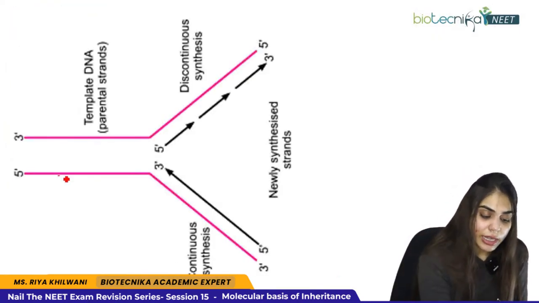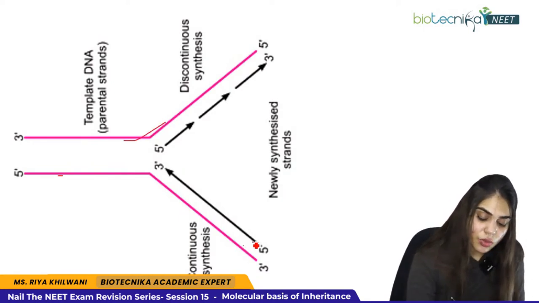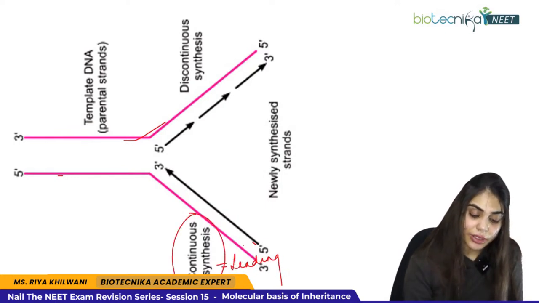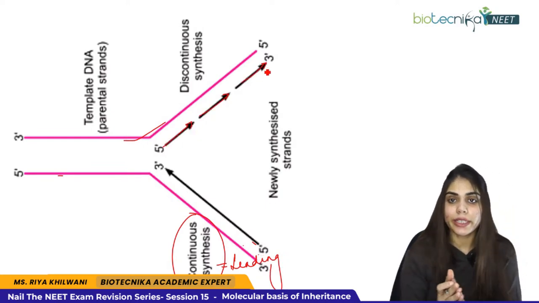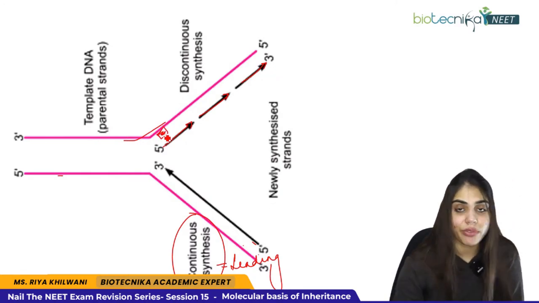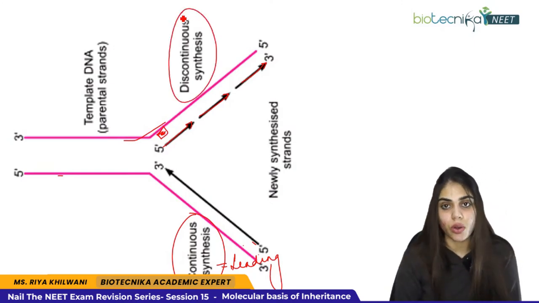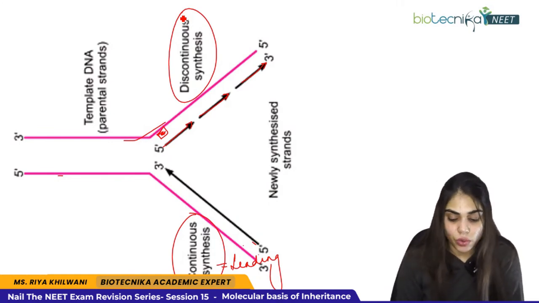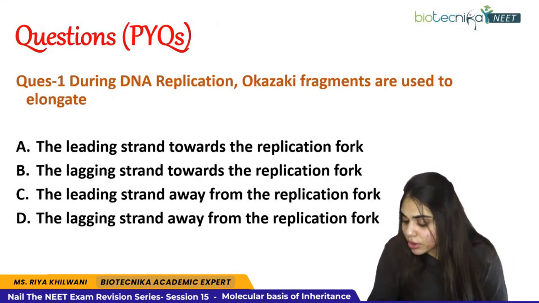So this is a template for DNA. The pink one is a template, and this is a continuous strand, which is called the leading strand. And again, we have a discontinuous strand, because the helicase was opening the DNA and the gyrase. So we have short primers, and that's why Okazaki fragments were synthesized. That is why this is discontinuous synthesis of DNA, also known as Okazaki fragments or the lagging strand. So I hope this is clear to everyone. If this is clear, can we practice questions, guys?